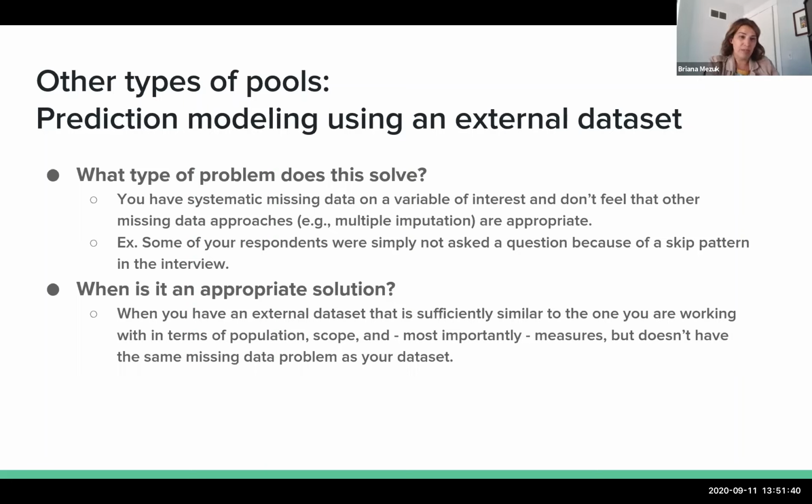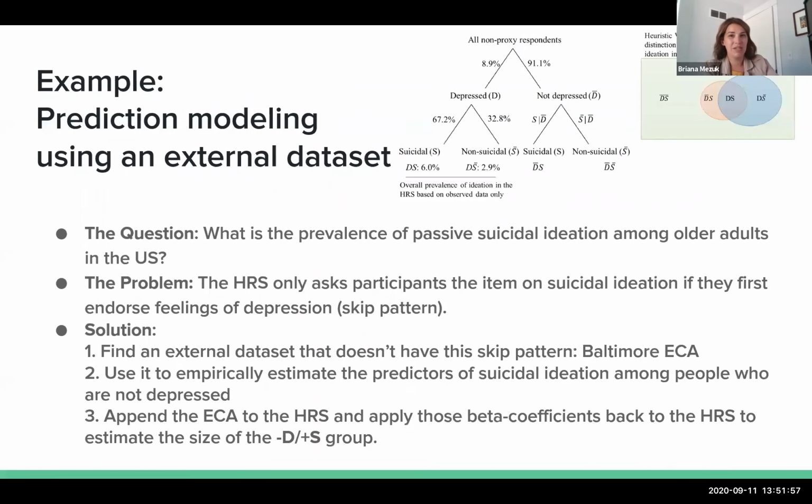So when is this an appropriate solution? It would be appropriate when I have an external data set that is sufficiently similar to the one you're working on in terms of population scope, and most importantly, the measures, but it does not have that same missing data problem that you're trying to solve in your first one. So let me show you an example of what we did.